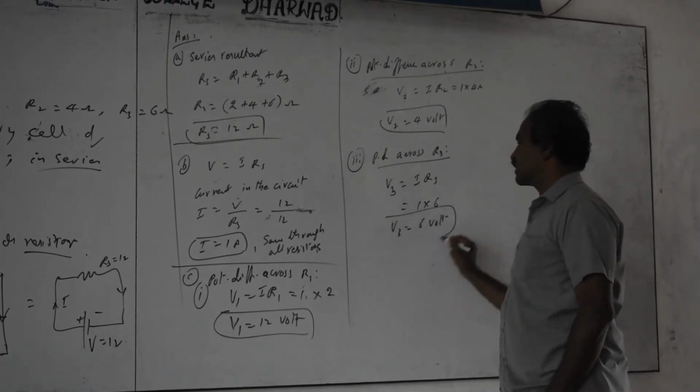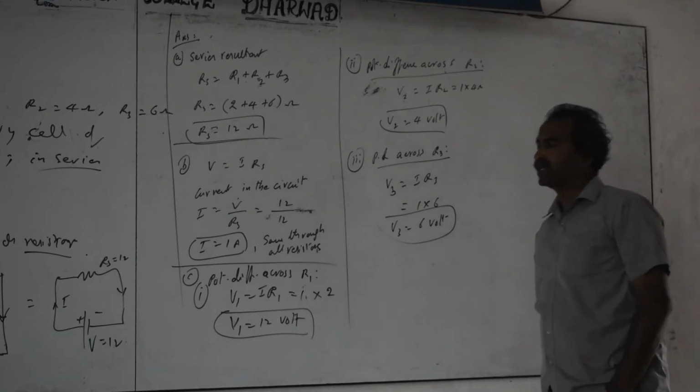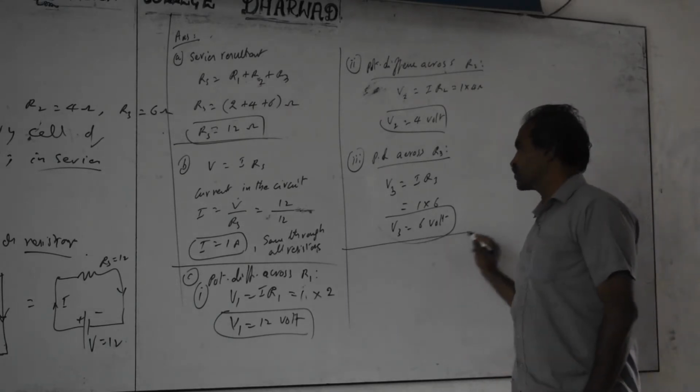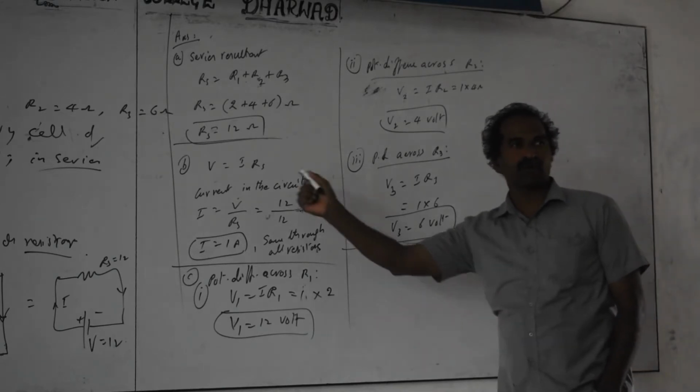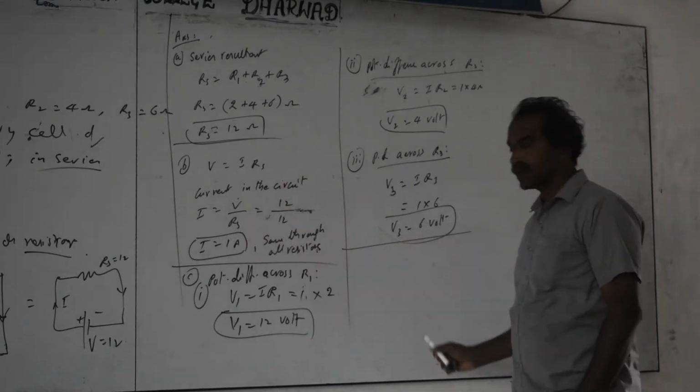Always remember, you can cross-check if required. Total voltage V is equal to V1 plus V2 plus V3. The total voltage of the battery is supposed to be equal to the sum of the voltages across the resistors.